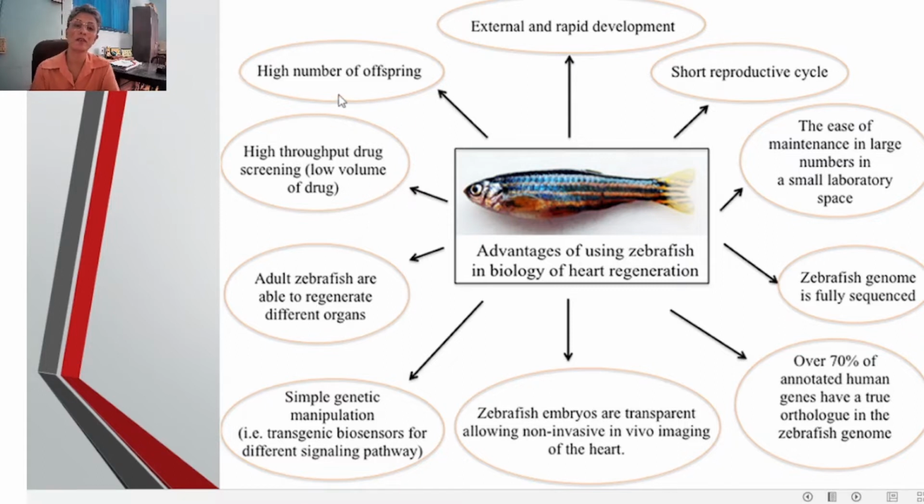Fecundity is very high in zebrafish, and the female will lay eggs every 2 to 3 days. So fecundity is very high and the offspring number is also very high. And of course the fertilization is external and the development is rapid. So the lifespan is short, with external fertilization and rapid development, and over 70% of the annotated human genes have true orthologs in the zebrafish. That's why this animal model is advisable and very resourceful as far as biomedical research related to humans is concerned.